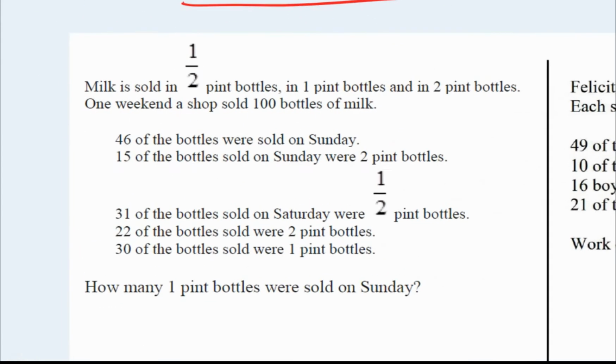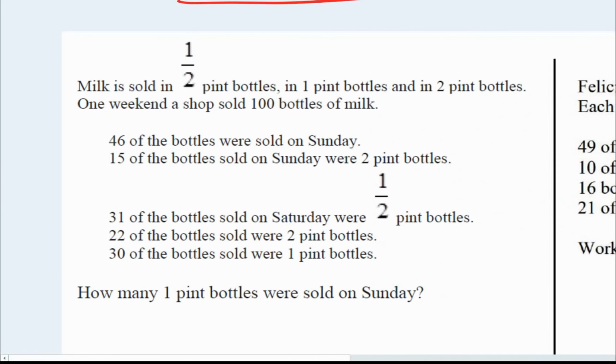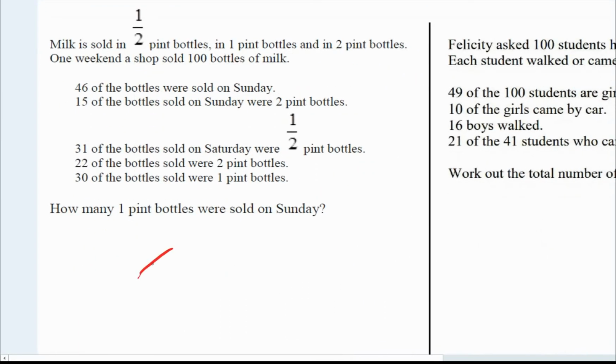For this question, milk is sold in half-pint bottles, 1-pint bottles, and 2-pint bottles. Straight away, this is going to be a two-way table because you have these three options. It's either a half-pint, 1 pint, or 2 pints. It can't be a half-pint and a 2-pint bottle at the same time. So this must be a two-way table. Your other clue is you're then told which day they're sold on. Again, if they're sold on Saturday or Sunday, they can't be sold on both days at the same time. That doesn't make any sense.